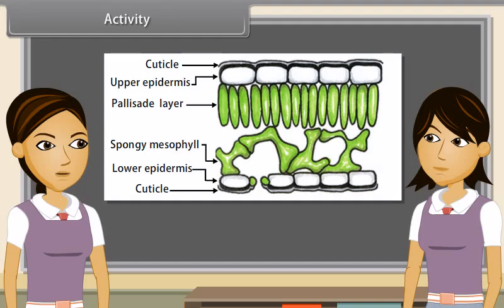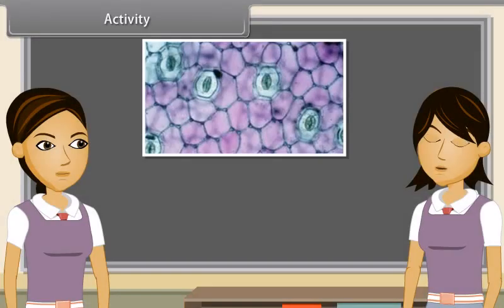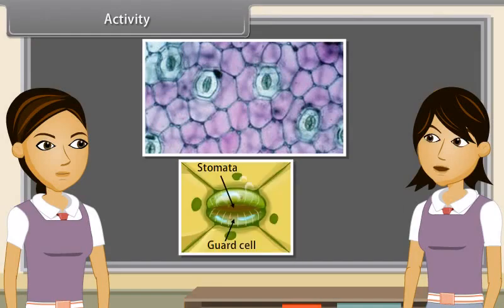Yes, now add a few drops of safranin and wait for 2 to 3 minutes. I have now transferred it on a slide with a drop of glycerine and covered it with a cover slip. When you observe it under a microscope, you will find different layers of cells. The outermost layer of cells is known as epidermis. It is usually made of a single layer of cells.